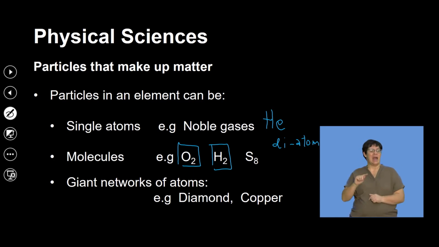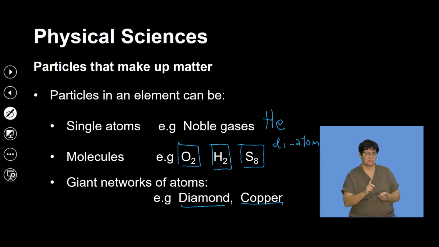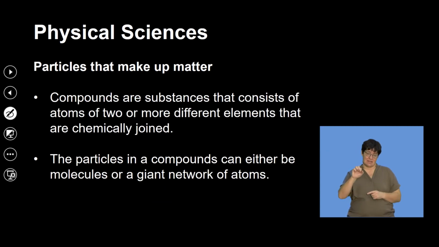We also have other molecules of an element, like sulfur, in which a single molecule consists of 8 atoms that are joined together. And then we also have giant molecular structures or network structures in the case of carbon as well as copper. So these are examples of what exactly makes up particles that make up matter.